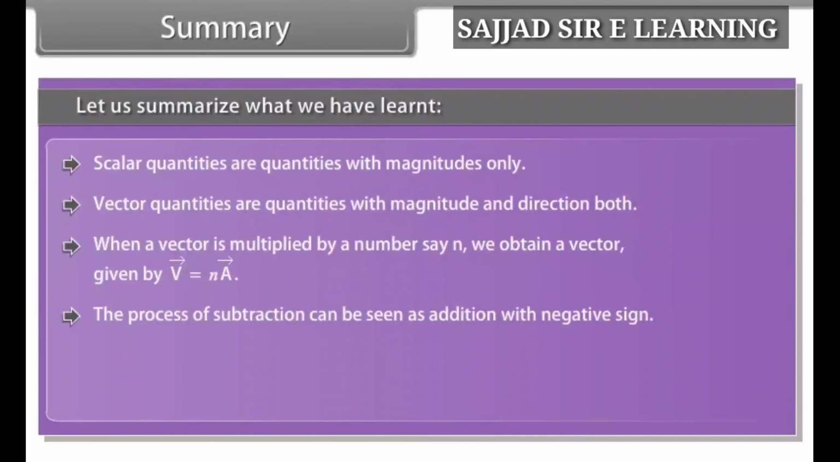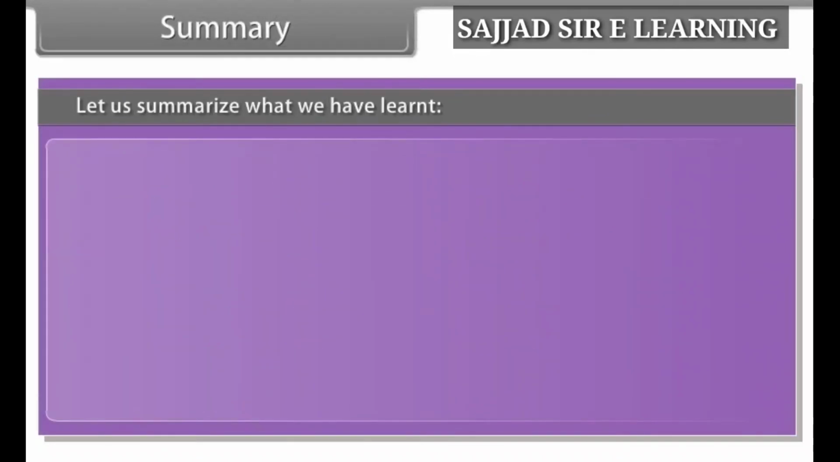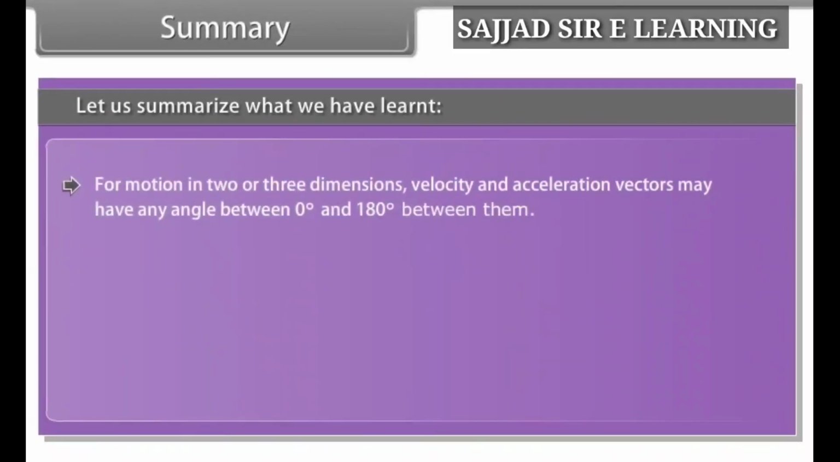The process of subtraction can be seen as addition with a negative sign. If a vector is resolved into several vectors whose combined effect is the same as that of the given vector, then the resolved vectors are called the components of the given vector. For motion in 2 or 3 dimensions, velocity and acceleration vectors may have an angle between 0 degrees and 180 degrees between them.